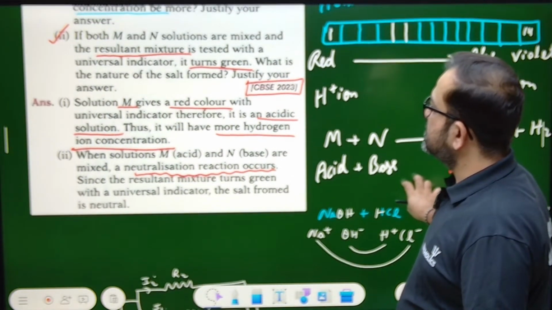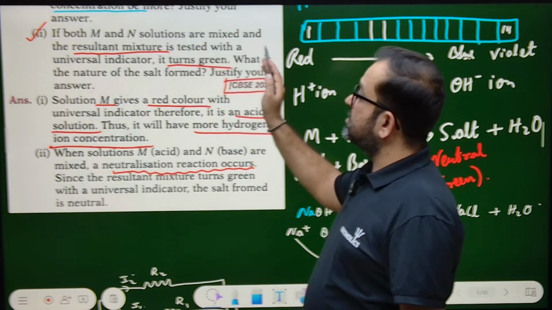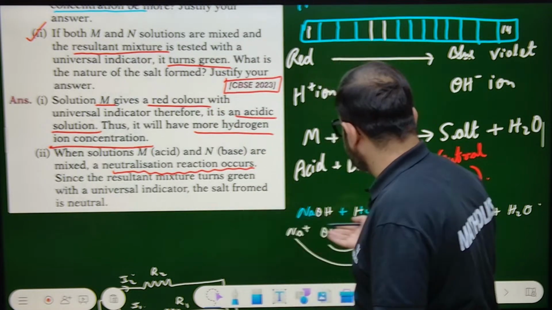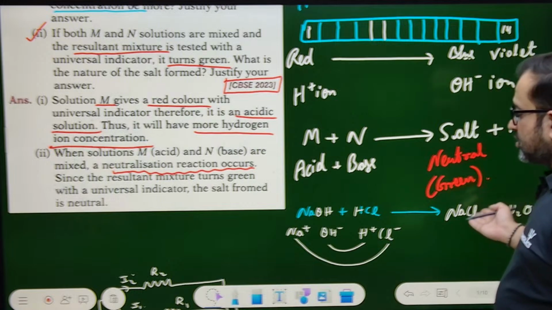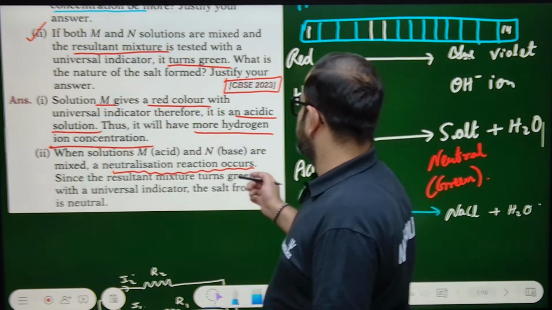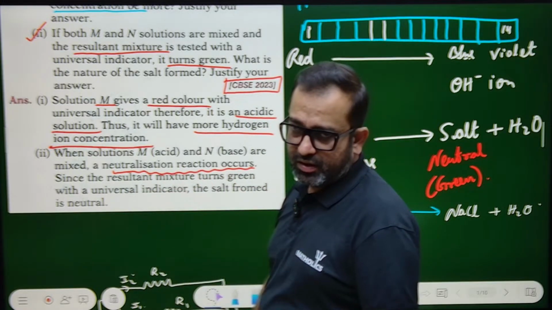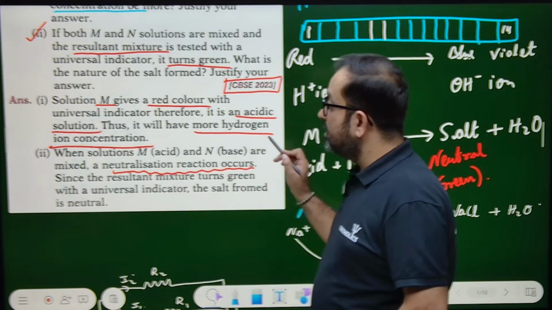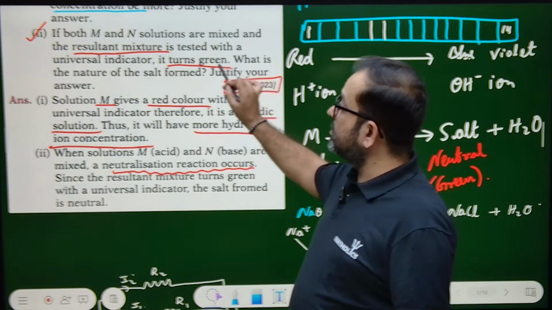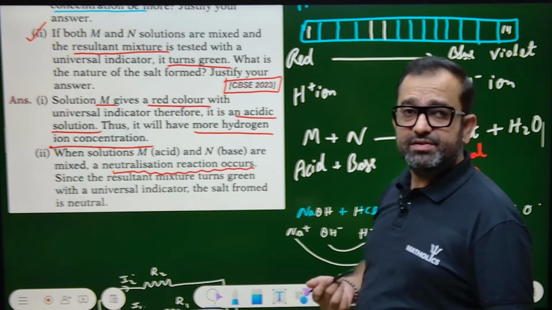So the next question is: if both M and N solutions are mixed, the resultant mixture is tested with a universal indicator. The resultant mixture is what? A salt. And salt is what? Salt is neutral. Since the resultant mixture turns green with a universal indicator, the salt formed is neutral. Because it is asking in the question what is the nature of the salt formed? Obviously, if salt is being formed, it is neutral.